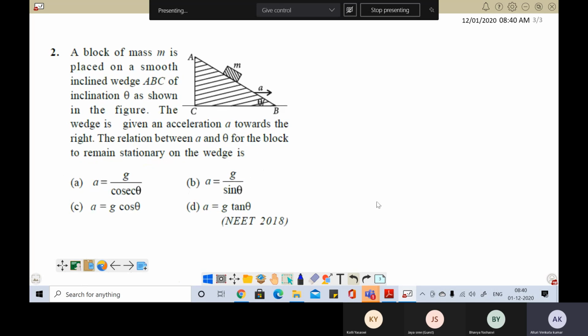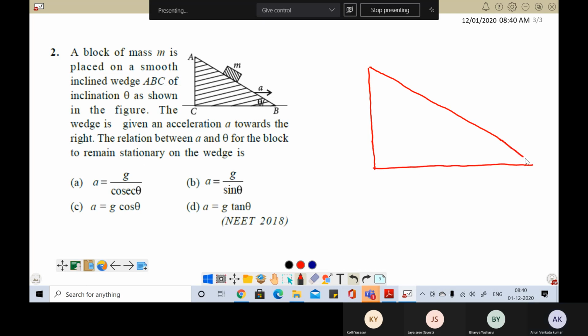Now see here. What I'll do is, I'll go and stand on the wedge. Now see here, this is the inclination theta, and now this is being moved with an acceleration a. There is a block of mass m here.